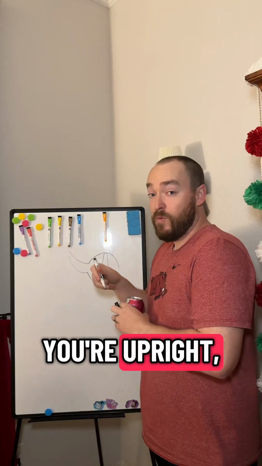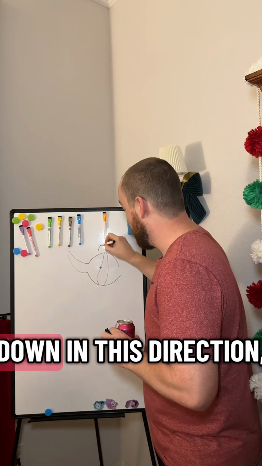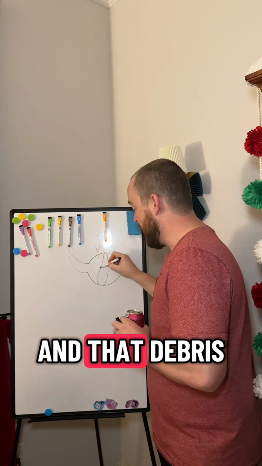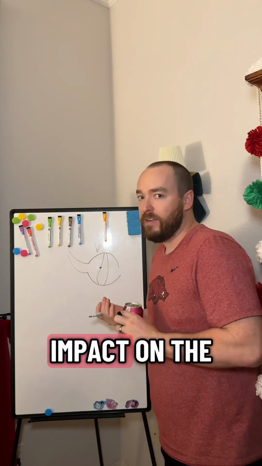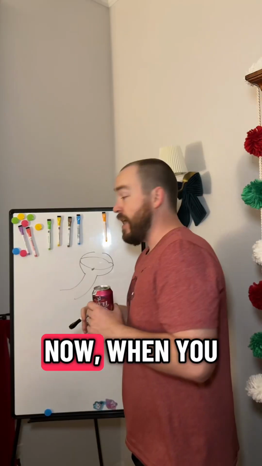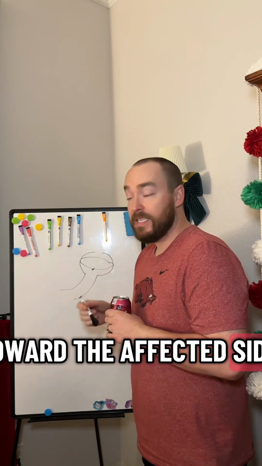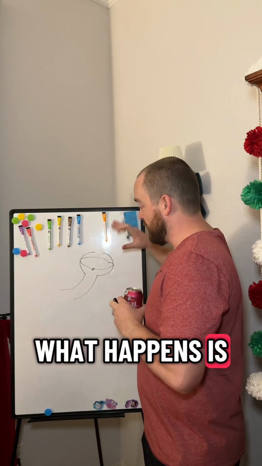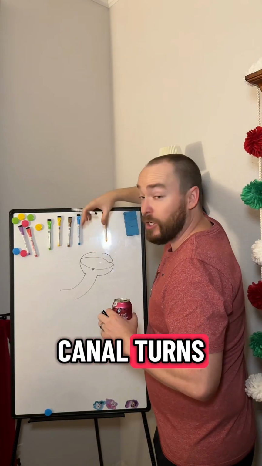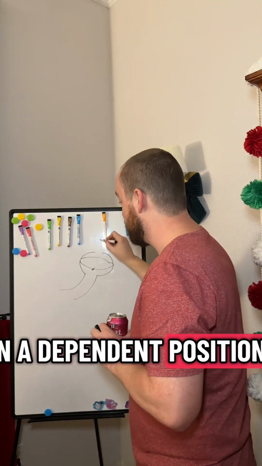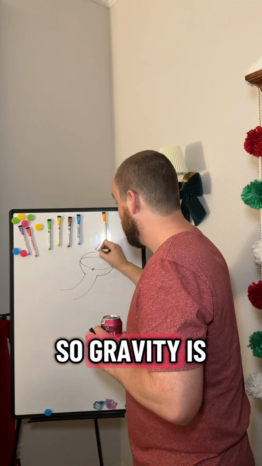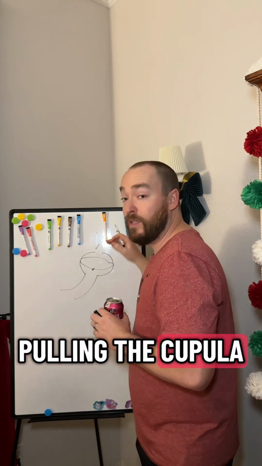So when you're upright, gravity is pushing down in this direction, and that debris doesn't have any impact on the deflection of your cupula. Now, when you lie back with your head turned toward the affected side, what happens is this whole posterior canal turns and is now in a dependent position. So gravity is pulling the cupula down this way.